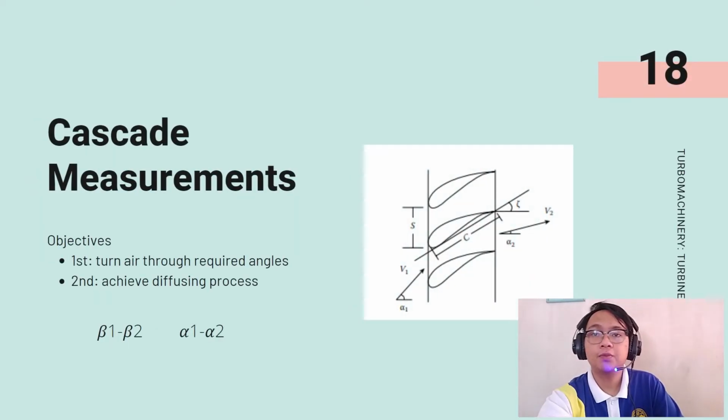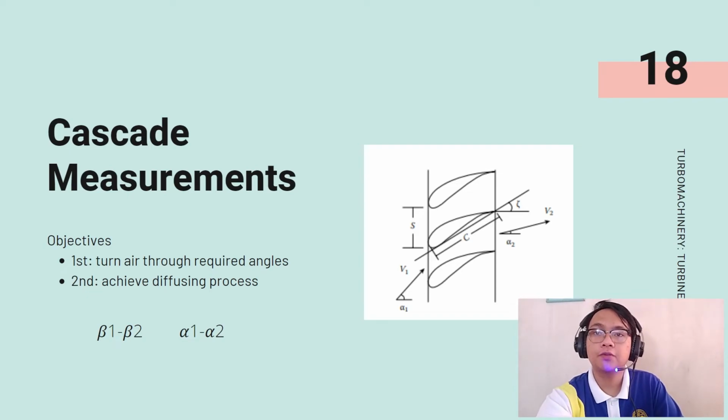Moving on to the cascade measurements, there are some experiments to be made to ensure that the blade row satisfies its objectives. These objectives are, first, to turn air through the required angles beta 1 minus beta 2 in terms of the rotor, and alpha 2 minus alpha 3 when it comes to the stator, with the angle beta 1 minus beta 2 as great as possible to maximize the stage pressure ratio. The second objective is to achieve the diffusing process with optimum efficiency with minimum loss of stagnation pressure.